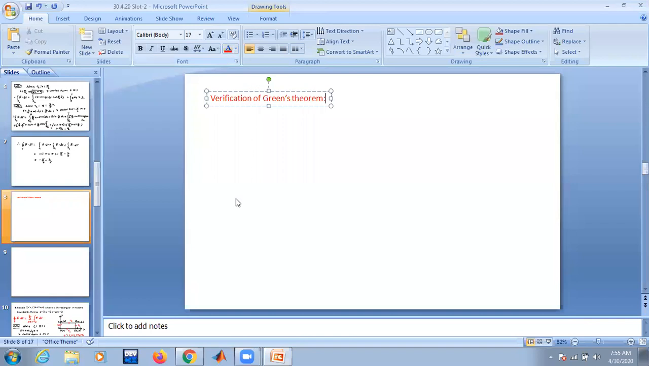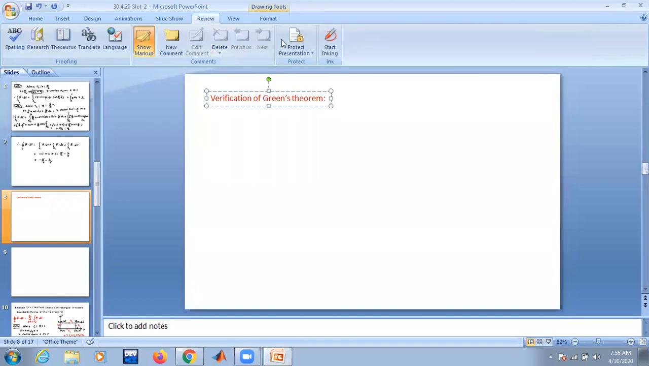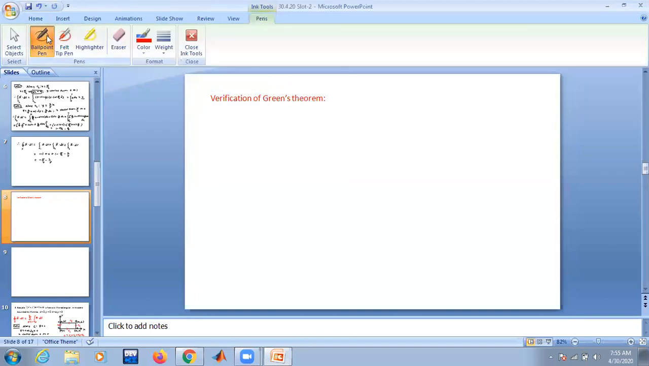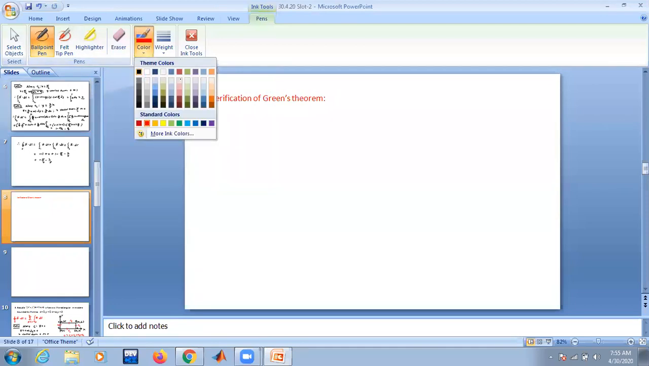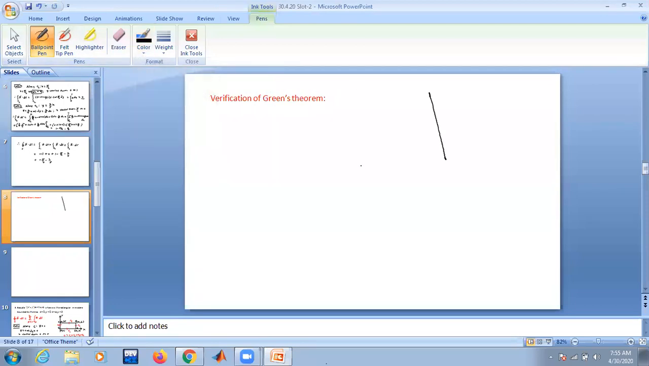Okay, so we'll quickly draw the curve. Our curve is a triangle in the xy plane, bounded like this.